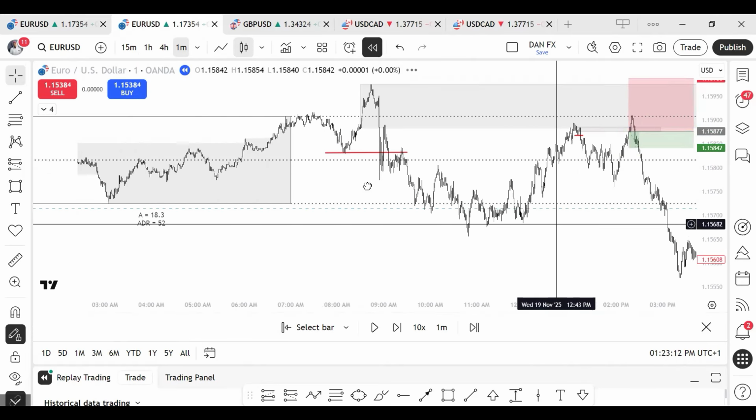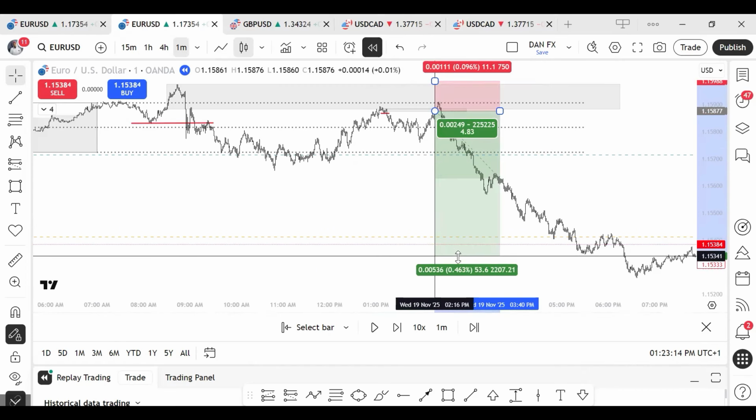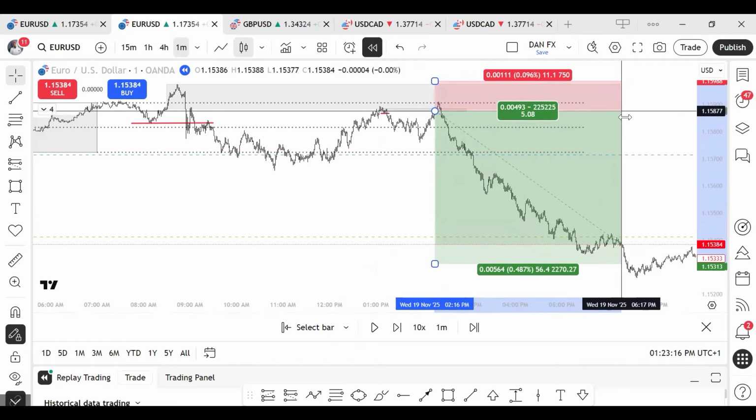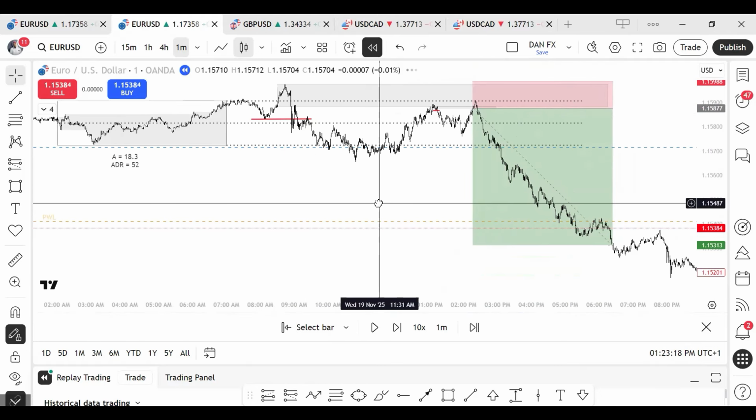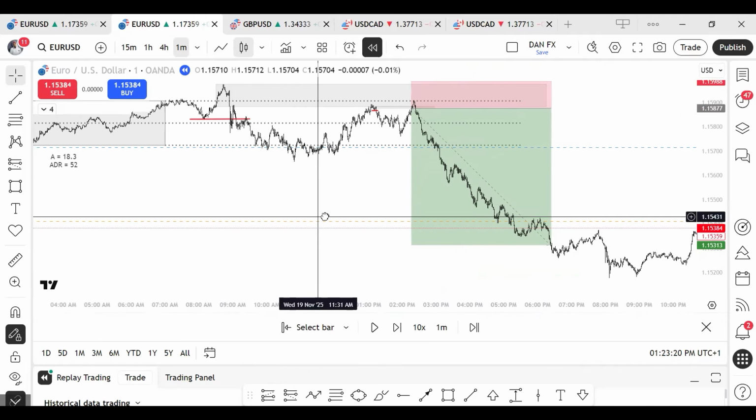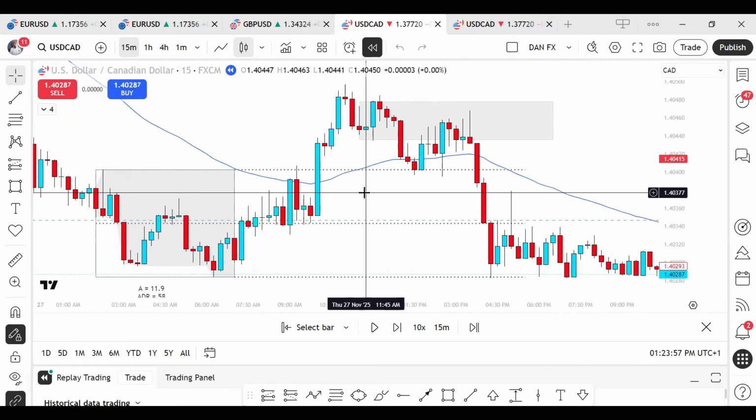Then we're going to be going for a 1 to 5 risk to reward. And you can see this went straight to your take profit, straight into profits, 0 drawdown, sniper entry at that high, right? Let me show you one more example.